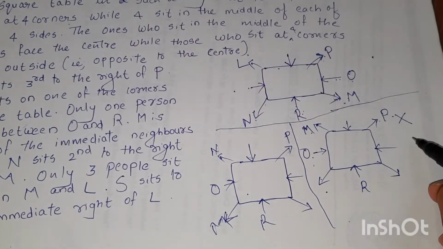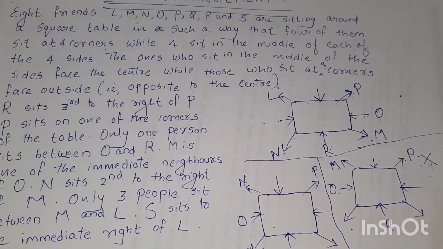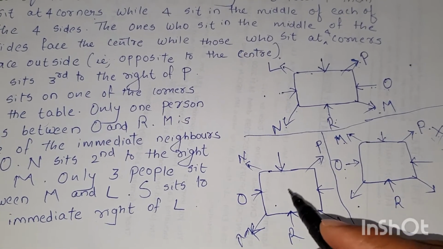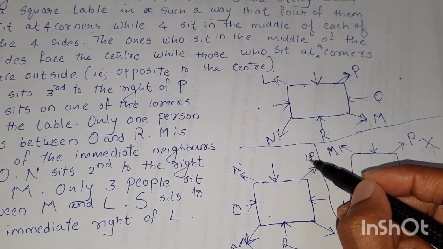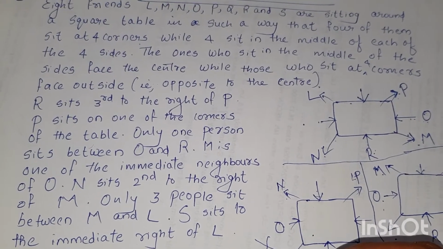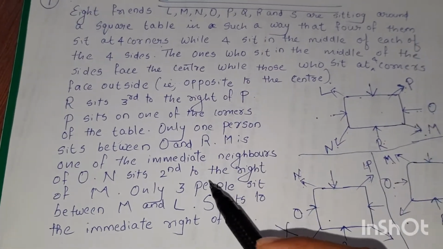And this diagram is not possible because the previous condition is not satisfied. This diagram may be possible. So 3 persons sit between M and L. 1, 2, 3. So L should be here according to the statement, but it is P. So this diagram is also not possible. So this is the correct diagram.